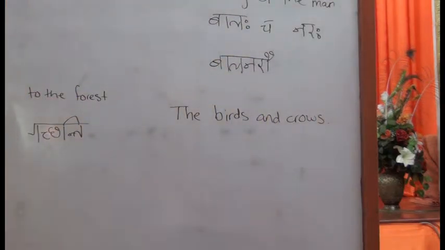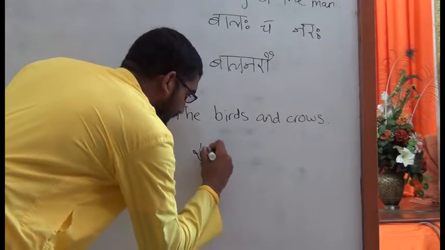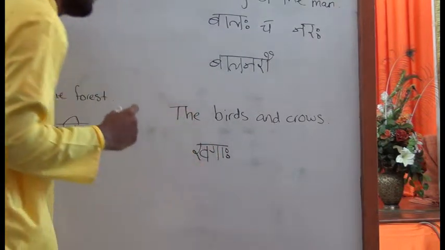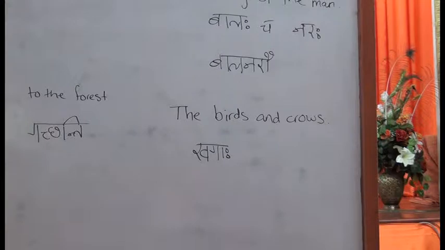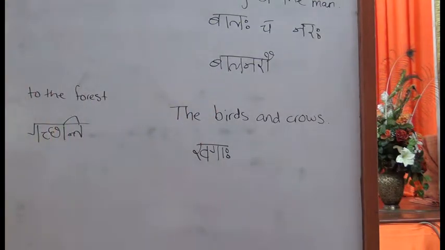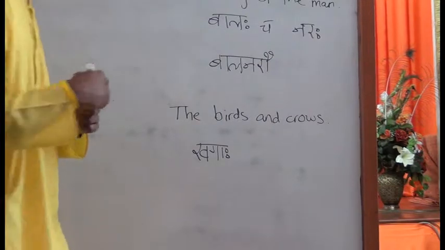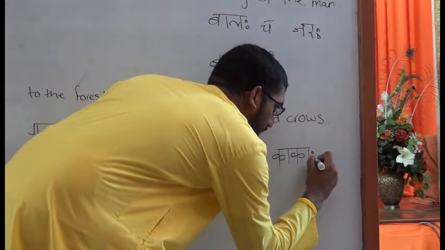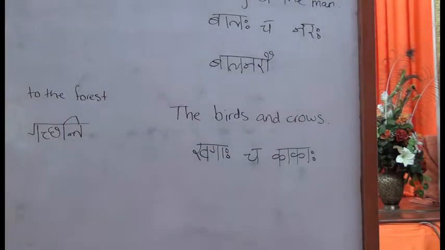The birds and crows. What is the word for bird? Kagaha. Kagaha. Very good. Because it's the birds. Kagaha, kagao, kagaha. The birds and the crows. What's the word for crows? Kaka. Very good, uncle. Kaka. Cha. Kakaha. Right? Kakaha. Kakao. Kakaha.